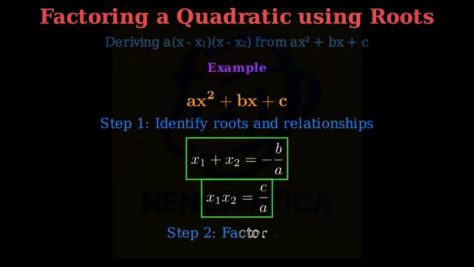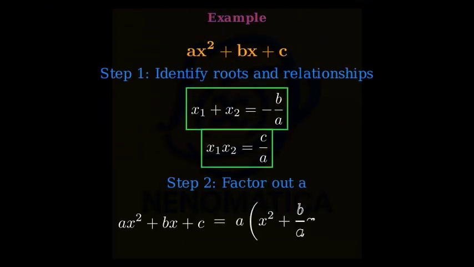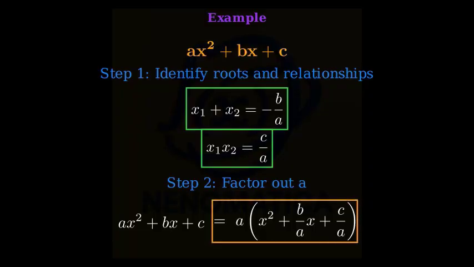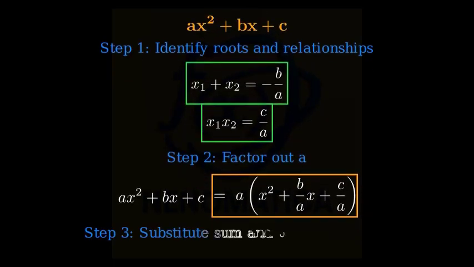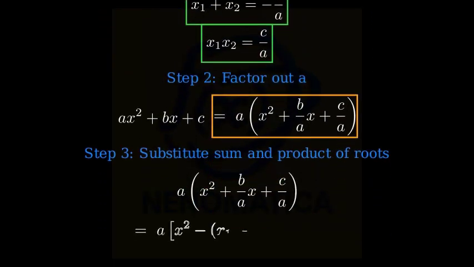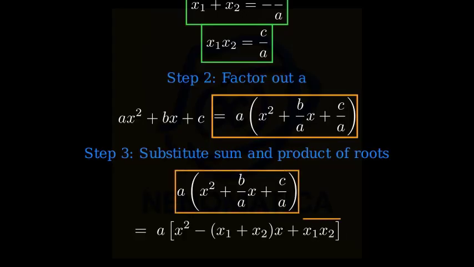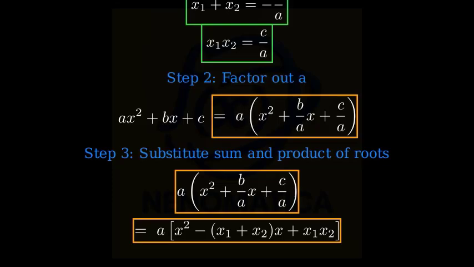Step 2. Factor out the leading coefficient a. We rewrite ax squared plus bx plus c as a times the quantity x squared plus b over a times x plus c over a. Step 3. Substitute the root relationships. Replace b over a by negative the sum x sub 1 plus x sub 2, and replace c over a by the product x sub 1 times x sub 2. That gives a times the bracket x squared minus the sum times x plus the product.